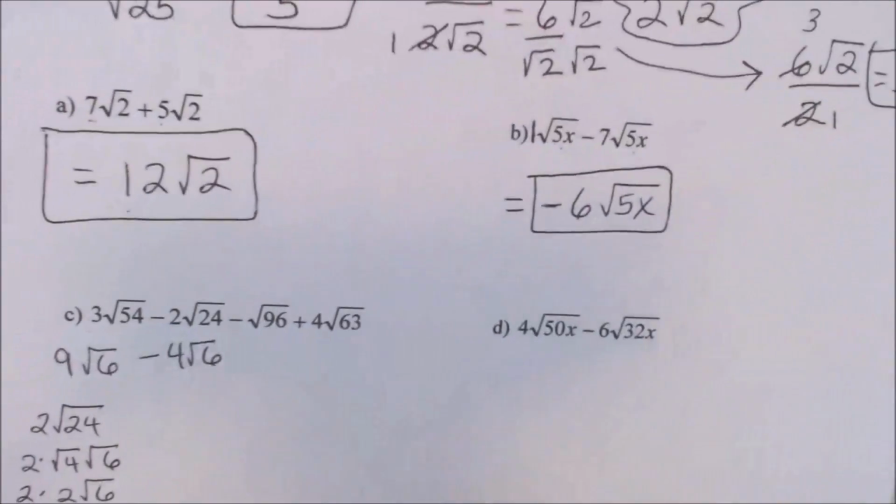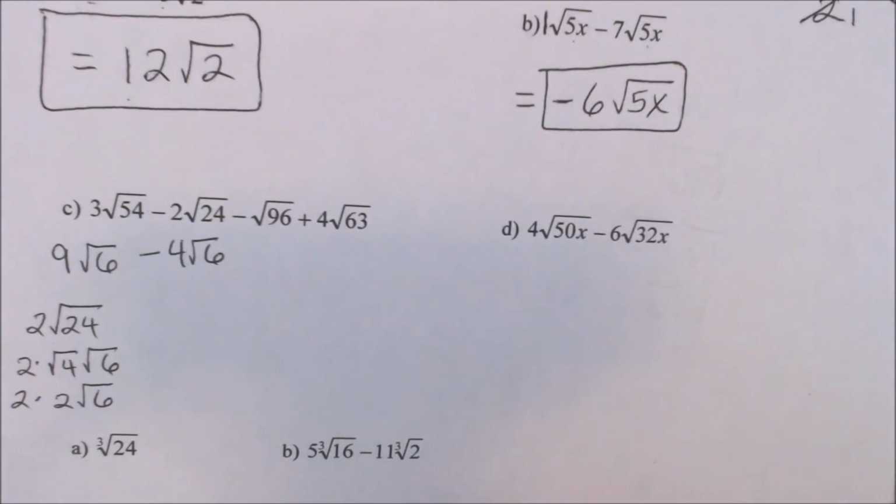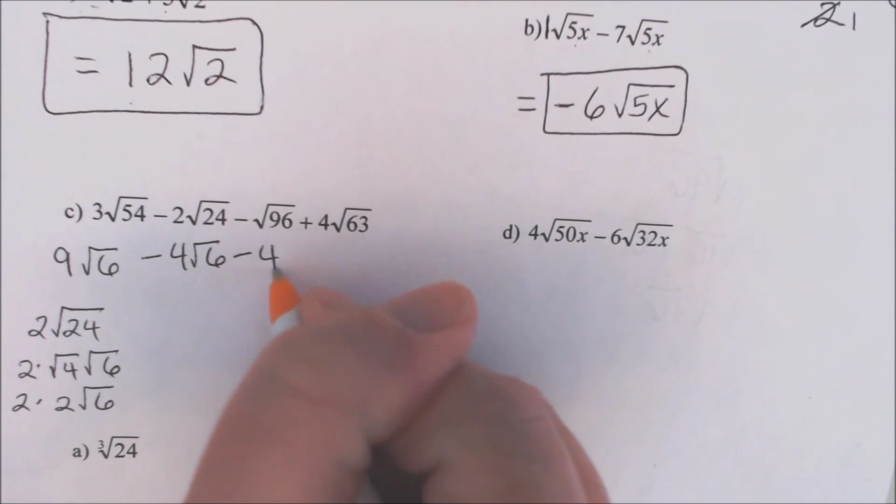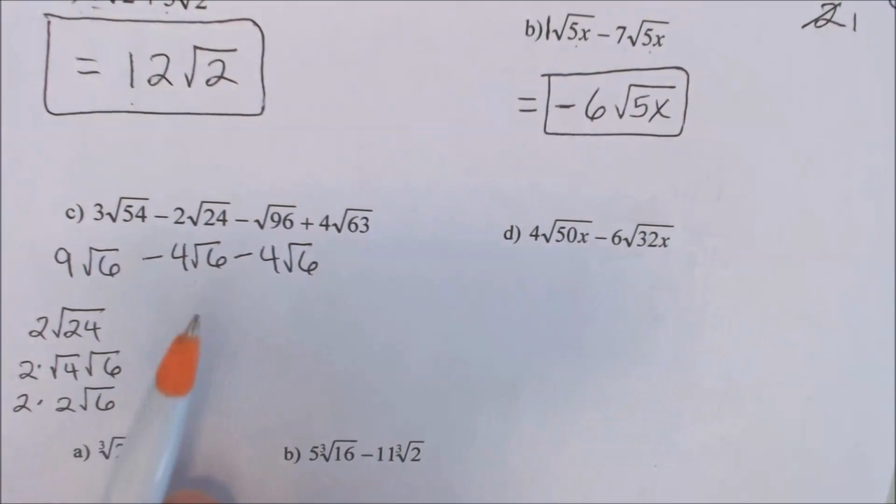So let me come back over here, and I'm going to insert that back into the problem. So we have minus 4 times the square root of 6. Just a coincidence that those two were the same, 4 times the square root of 6 and 4 times the square root of 6.